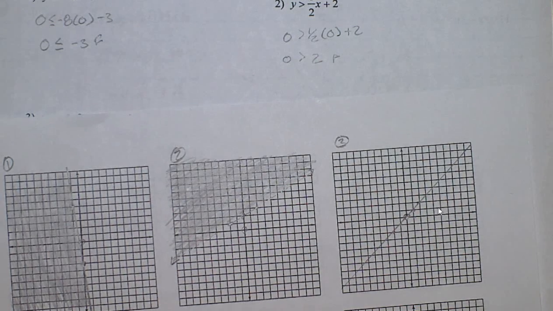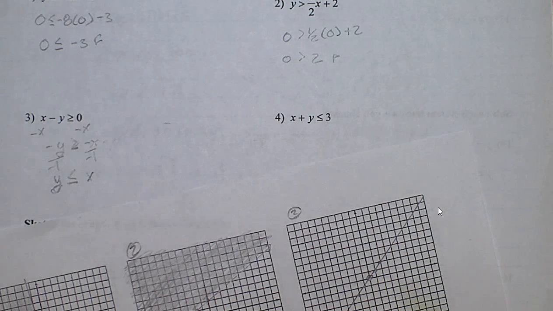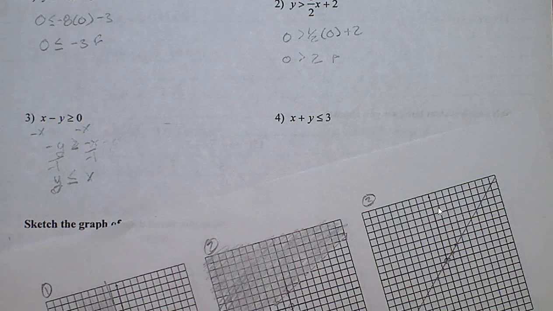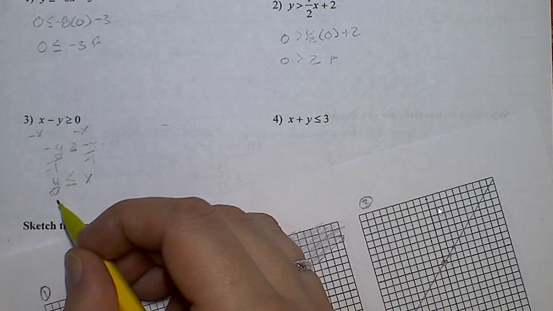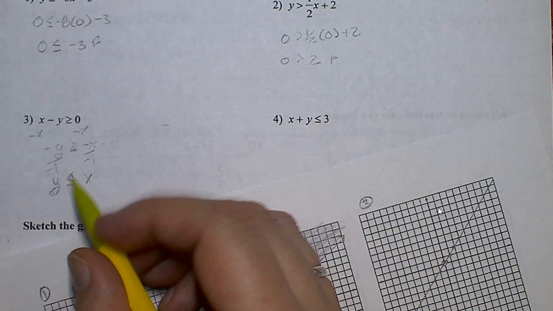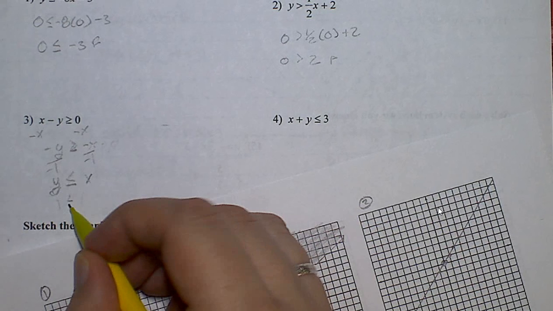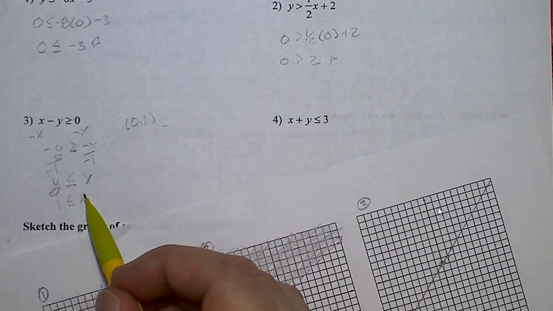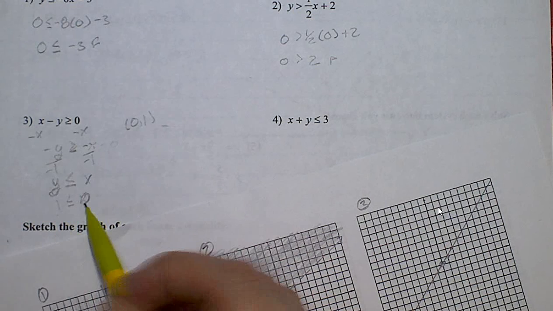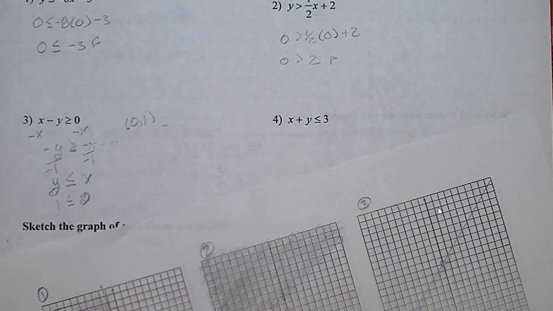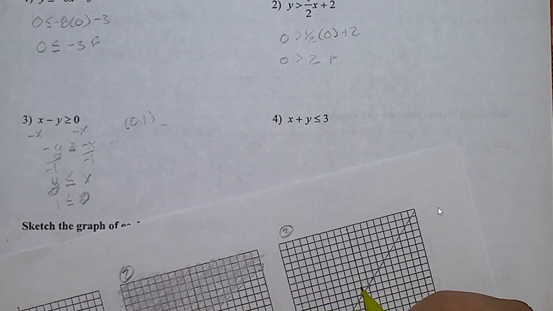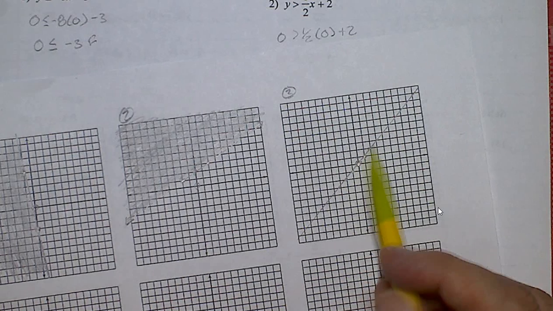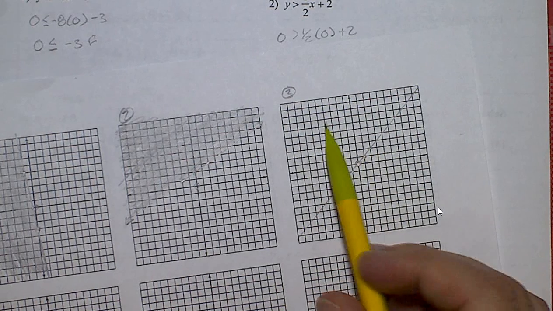I'm going to use 0, 1 just because it's got a nice 0 in it. So I'm going to put 0 in for x and 1 in for y. So is 1 less than or equal to 0? I'm testing the point 0, 1, which is right there. If that point isn't true, that means I don't shade here. So I shade down here.